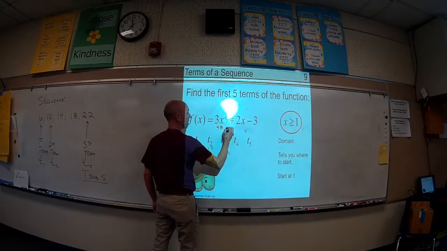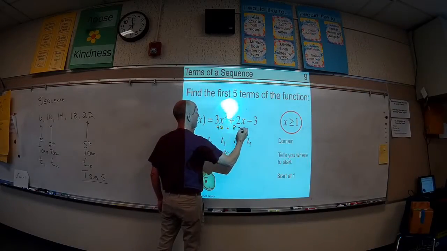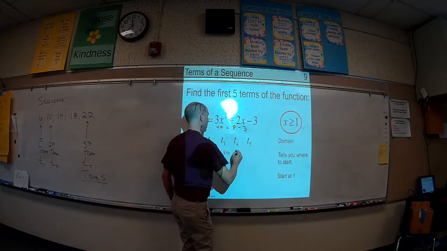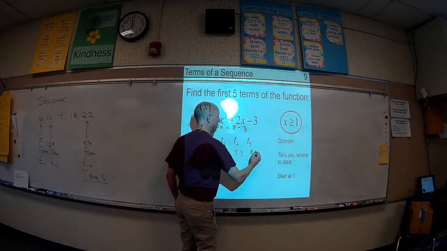And 2 times 4, 8. 8 minus 3. That's going to take me to a 53. And then the fifth term is an 82, I think. Yeah.